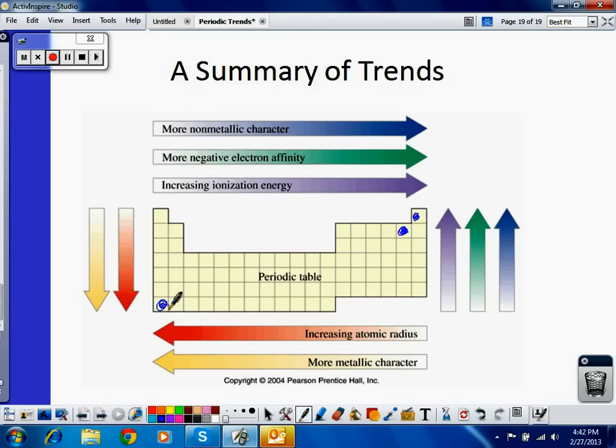So the only other trend we'll really look at is electronegativity, but we will spend time in class looking at some of the exceptions to trends and why those exceptions exist. And those exceptions exist because of the electron arrangement.